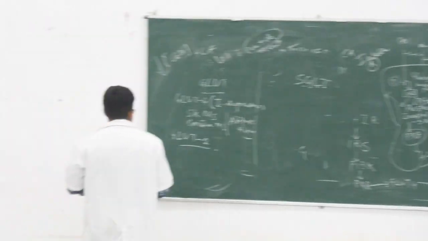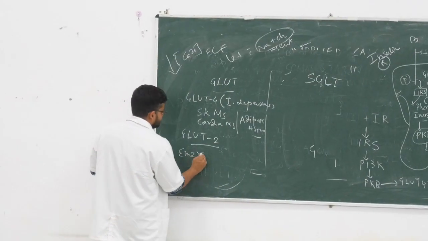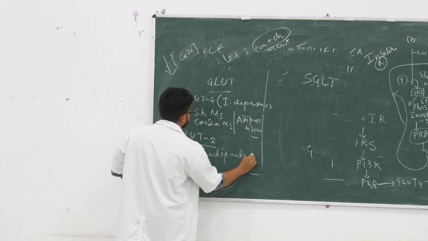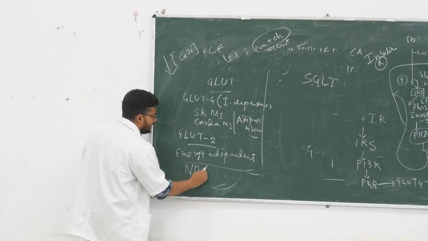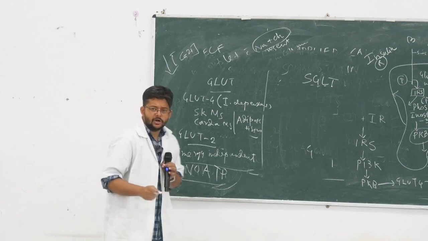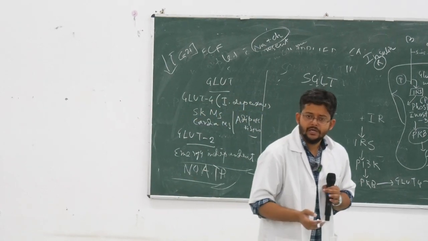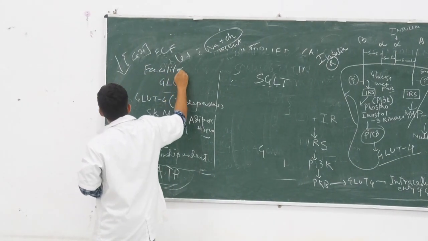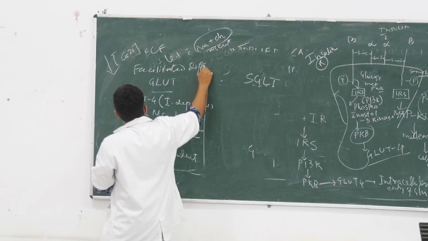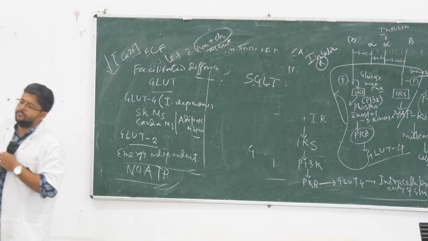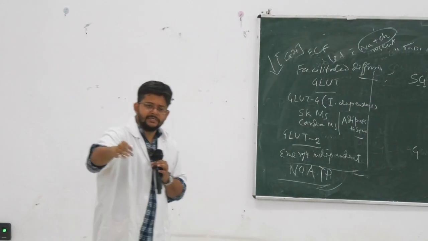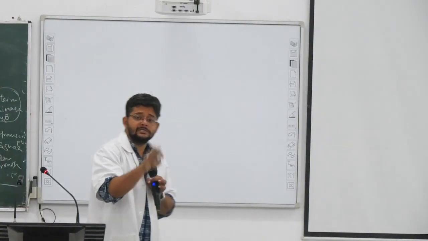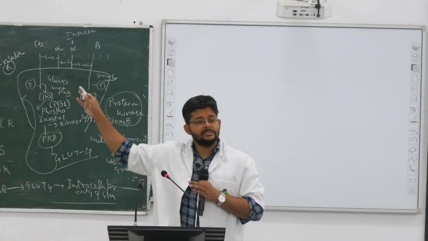Both of these are energy independent processes. That means that for GLUT2 function or GLUT4 function, there is no need of ATP. Why does that happen? Because this is a facilitated diffusion. Diffusion is a passive movement based on concentration gradient, from higher concentration to lower concentration. But you need some vehicle for the movement, and that is the transporter.